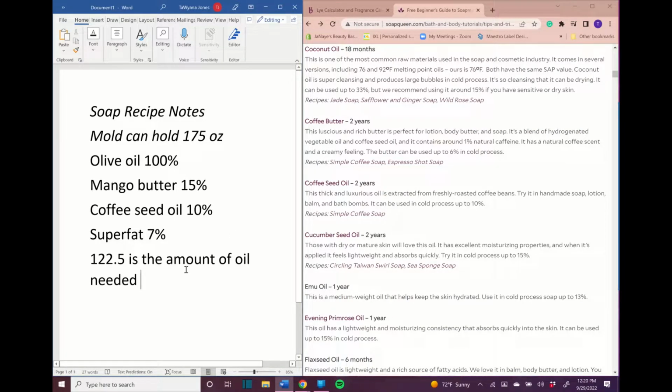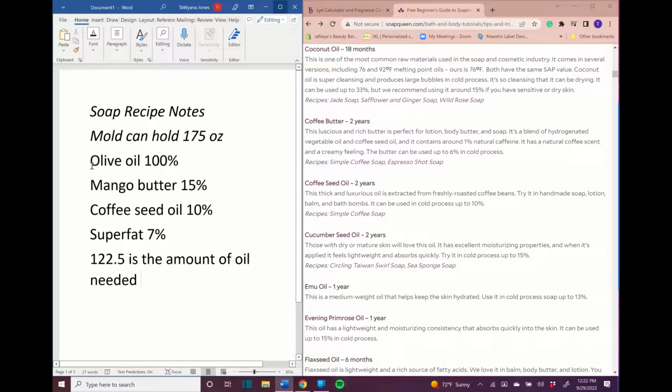The other 30% comes from the lye water solution, and that's automatically calculated into your recipe when you plug it into the soap calculator, which is amazing. You don't have to do all of that crazy math.